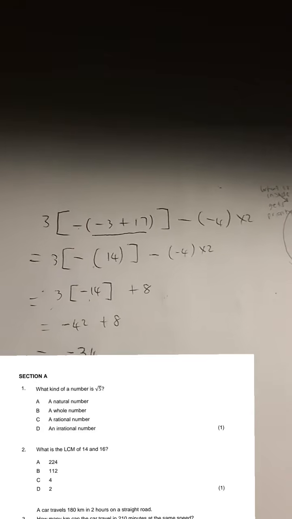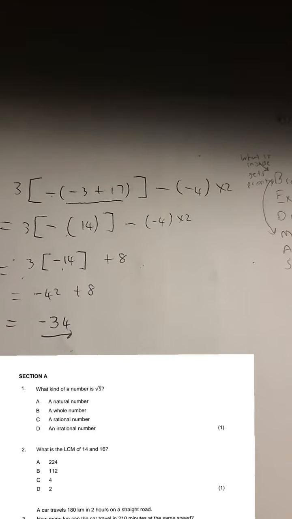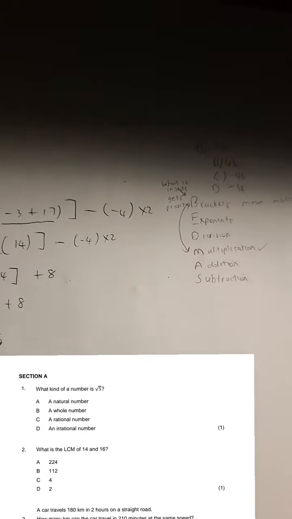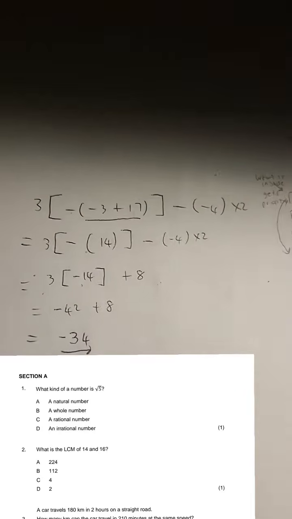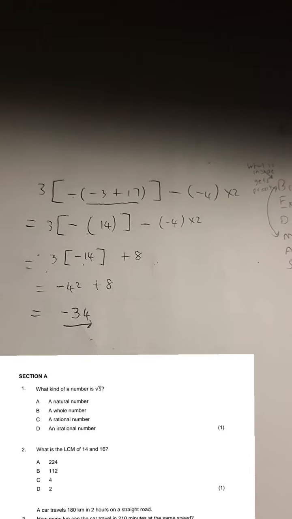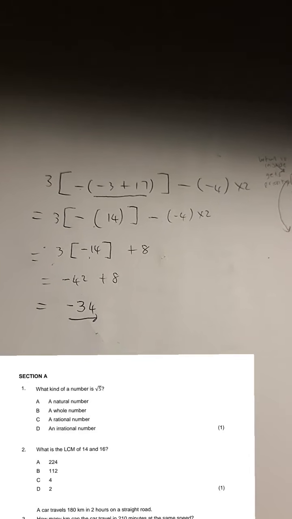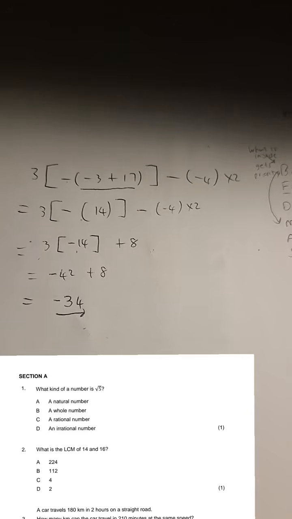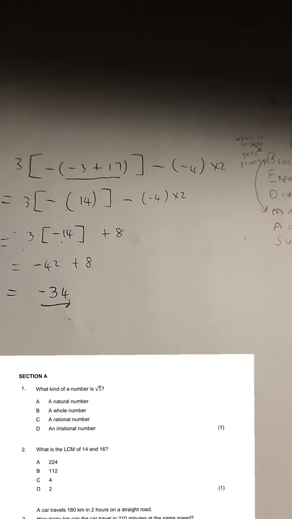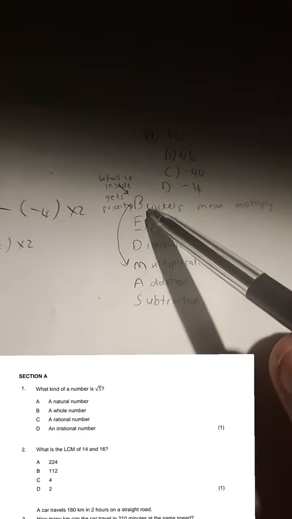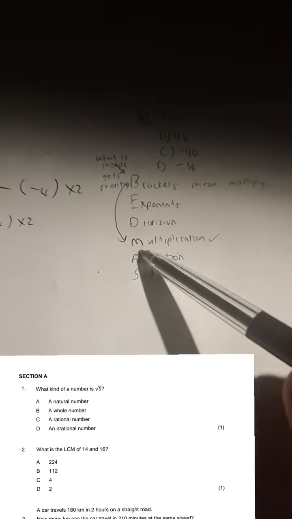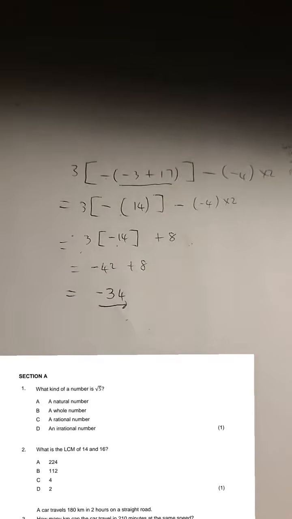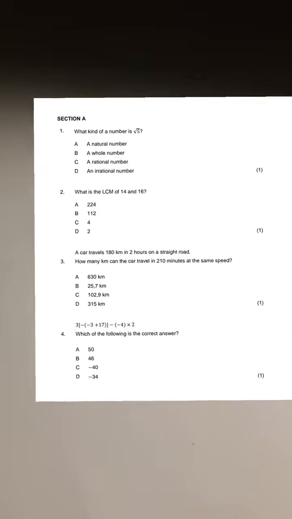So if you are at school and you have a feeding scheme and people have to go to the line and get fed food first, who always gets the food first? It's always the bracket. Who gets attended to first? It's always the bracket. Then who follows? The exponent. Then who follows? Then division. Then who follows? Multiplication. Then lastly, addition and subtraction. Addition and subtraction always come at the end.